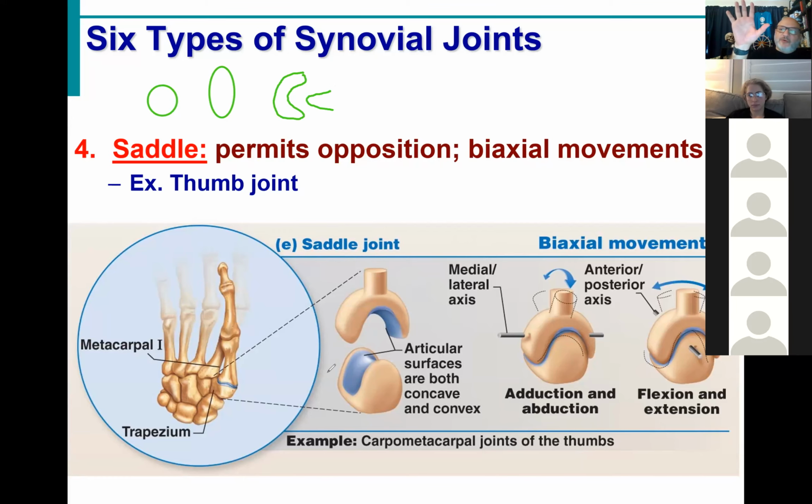But this also allows biaxial motion, but what it also allows is our thumb to be opposed. And by opposed, what I mean is that it can cross your hand. The fact that you can take your thumb and reach it across to the other finger, that ability to bring it across is what allows us to rule the universe.